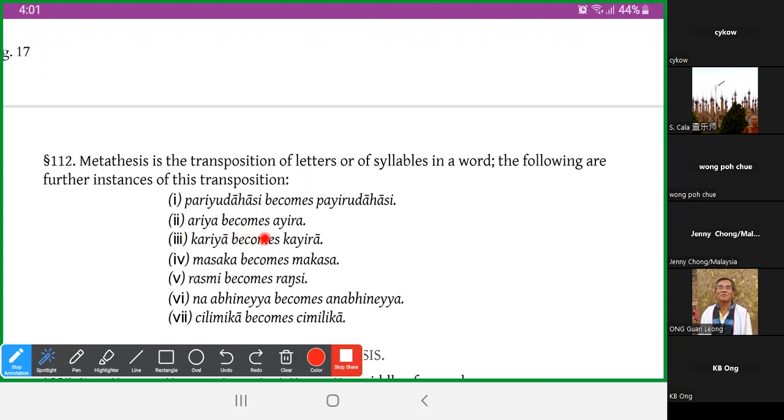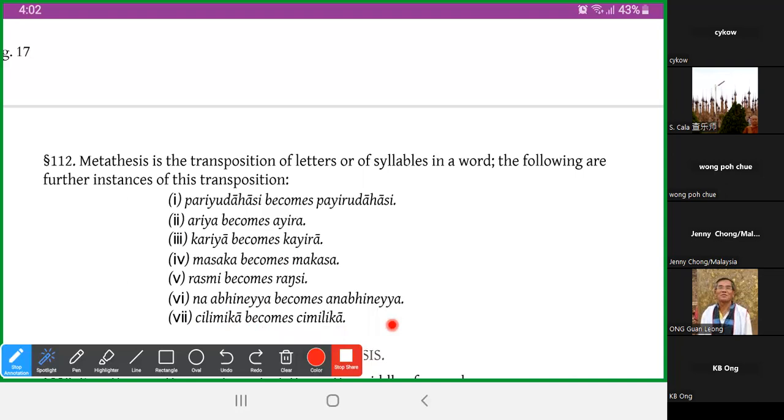Ariya becomes aira. Kariya becomes kaira. Masaka becomes makasa. Rasmi becomes ramsi. Abhineya becomes anabhineya. Kilimika becomes kimilika.